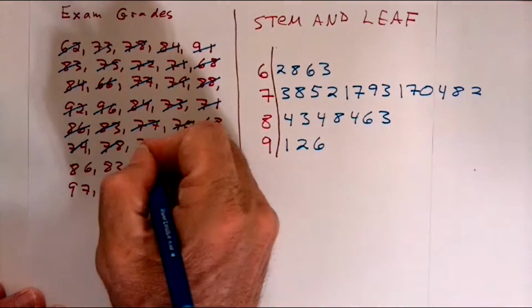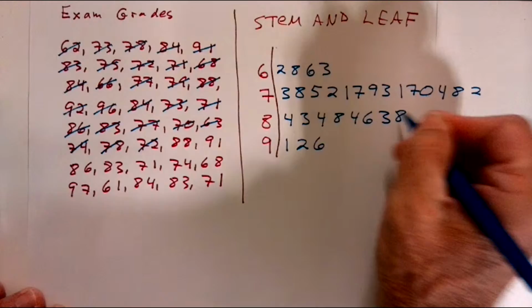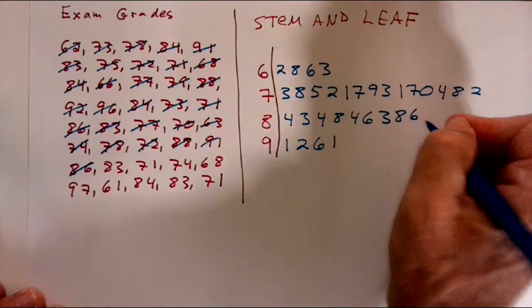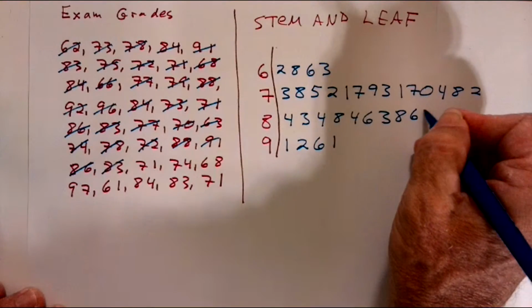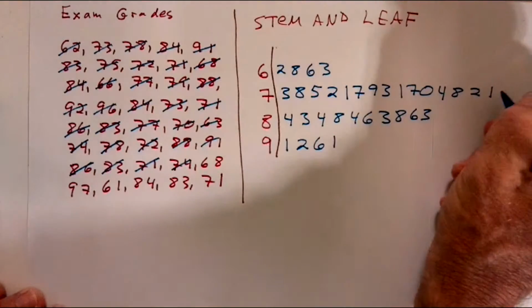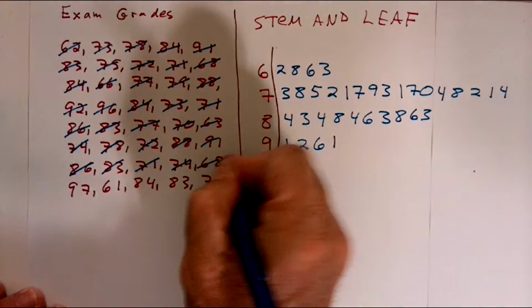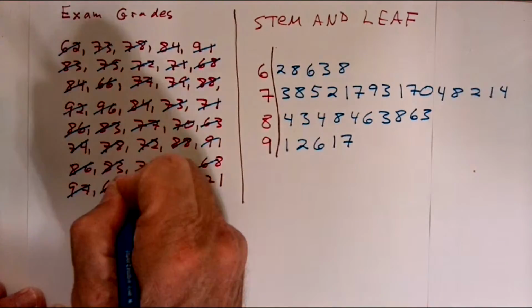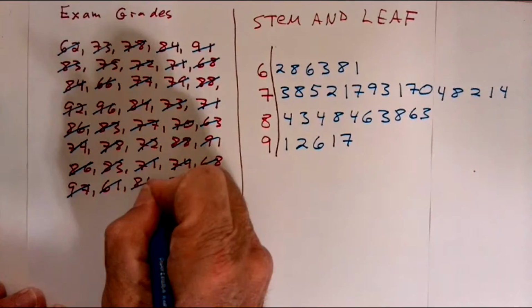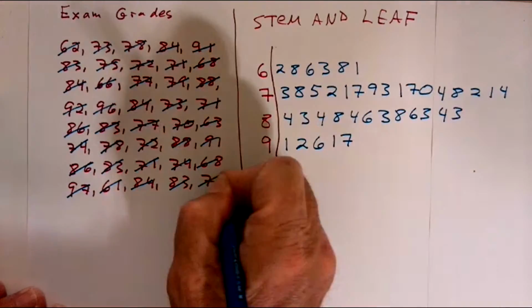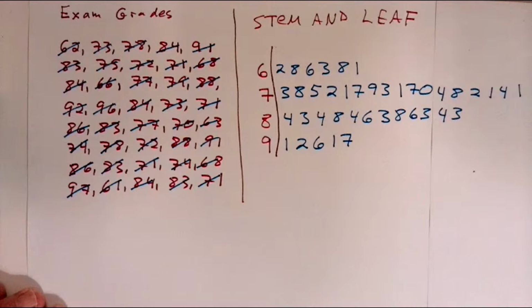72, 88, 91, 86, 83, 71, 74, 68, 97, 61, 84, 83, 71. So another very tedious process.